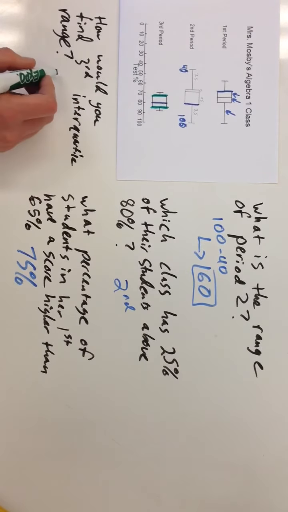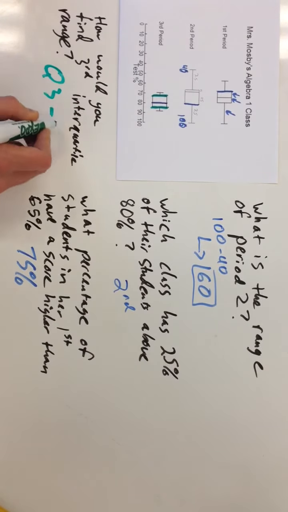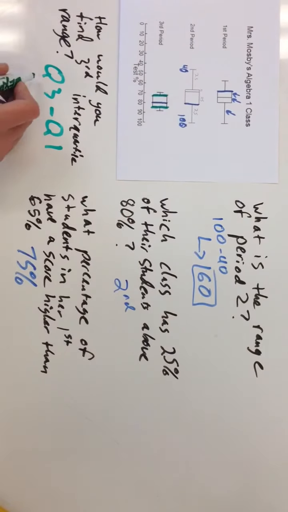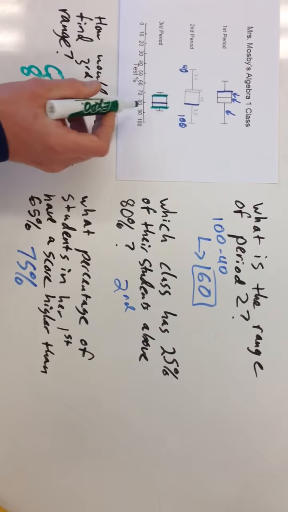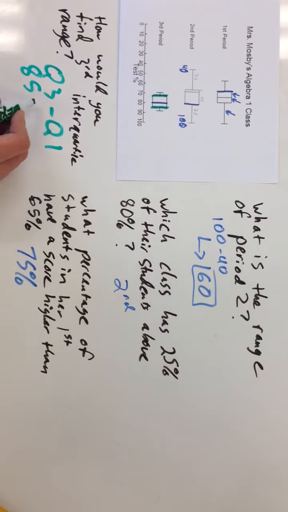So what I would do is subtract the first quartile from the third quartile, and that number will get me my range. So I'm just going to come up with estimates here. That looks about like 85, and that looks about like 72, the third quartile and the first quartile. So when I subtract those, I get 13, and that is the interquartile range.